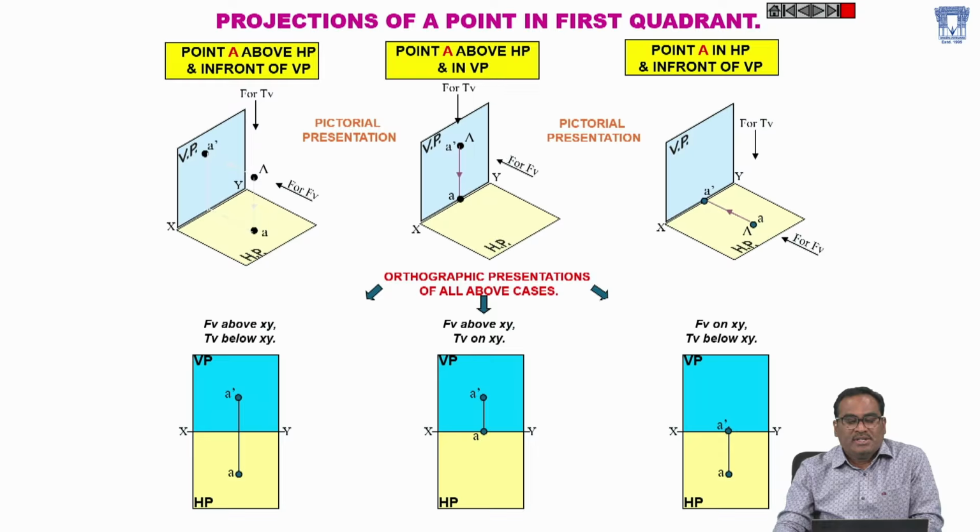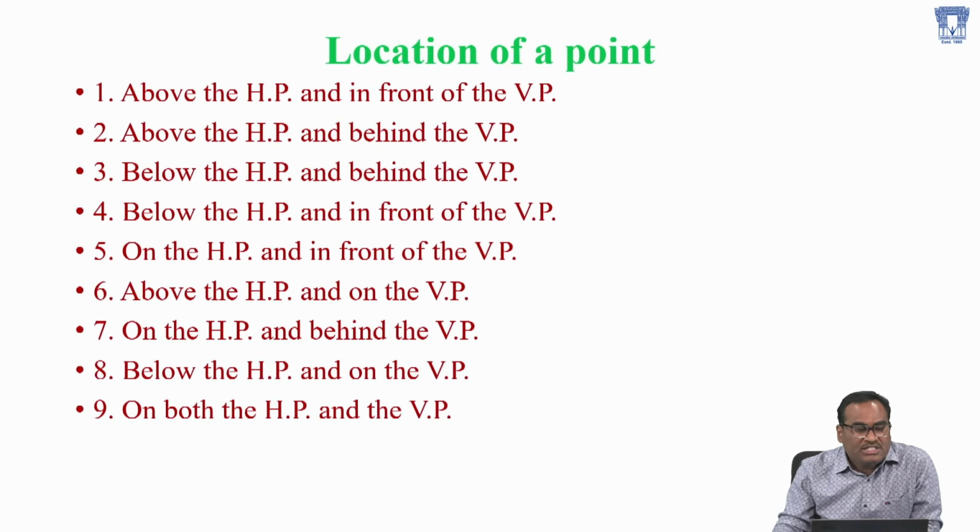So in this case, the front view will be on the XY line and the top view will be below the XY. Okay, this is how we can do it. So now, location of the point.